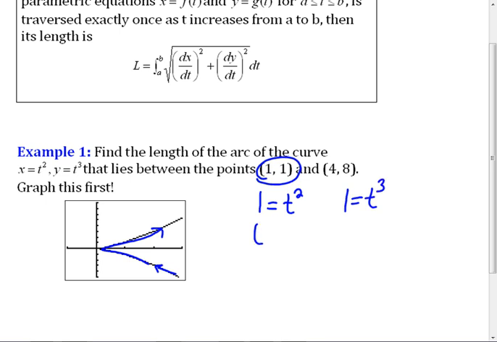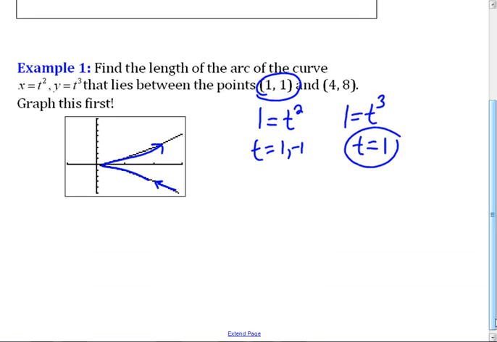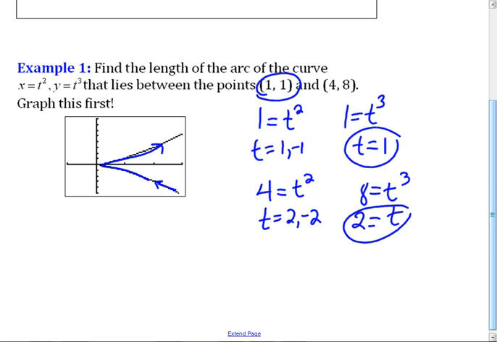This gives me 2 answers, 1 and negative 1. This gives me only 1 answer. So what T value do you want? T equals 1. Okay, what's the other one? 4 equals T squared. That gives me 2 answers, 2 and negative 2. And 8 equals T cubed. You have to check both of the equations. So T is equal to 2. So we're going to integrate from 1 to 2.